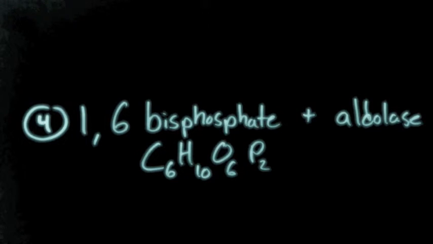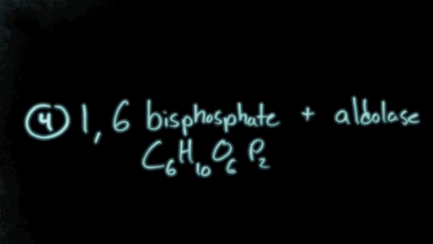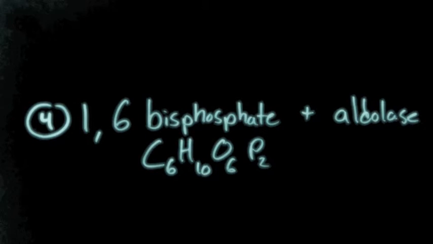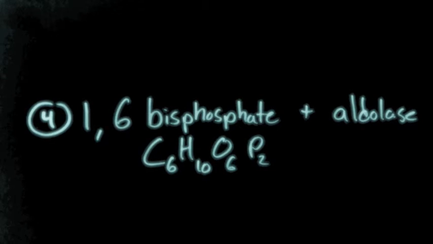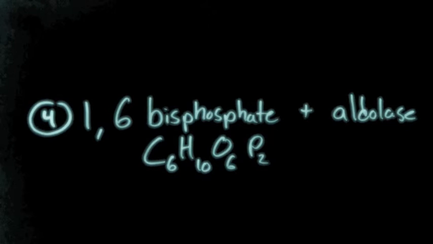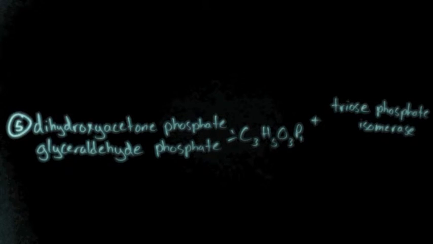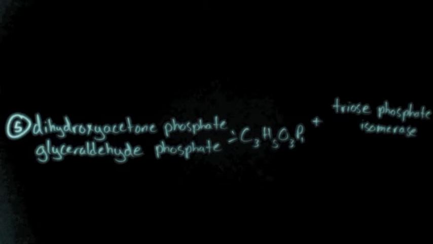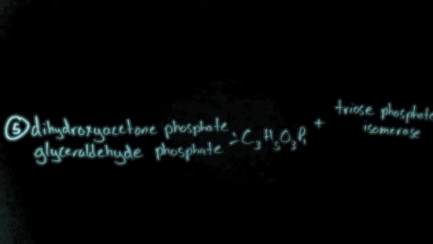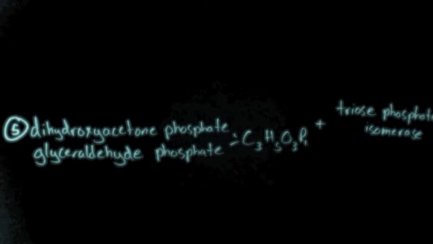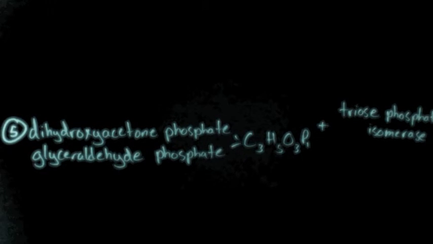In step 4, fructose 1,6-biphosphate is split into two different sugars by the enzyme aldolase. The two sugars are dihydroxyacetone phosphate and glyceraldehyde phosphate. Step 5 begins when the enzyme triose phosphate isomerase quickly converts dihydroxyacetone phosphate into its isomer, glyceraldehyde phosphate, resulting in 2 glyceraldehyde phosphate.